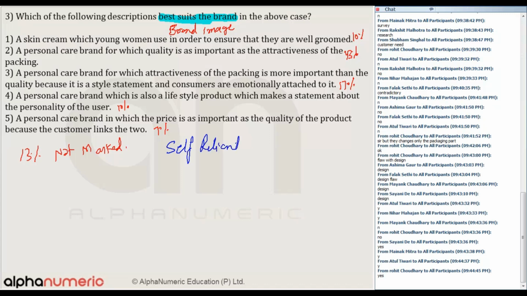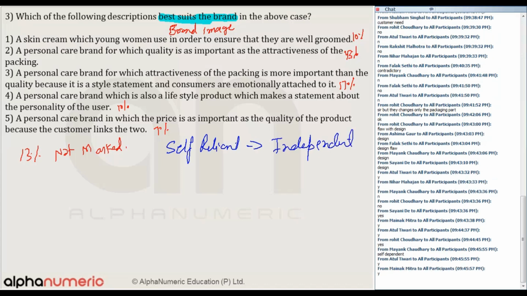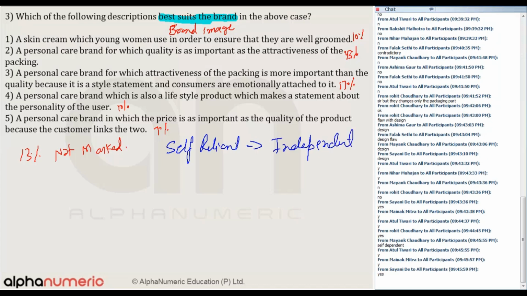Can we say independent women? Yes or no? Okay, it is talking about the self-reliant, someone who relies on their own power and resources rather than on others. So it is basically talking about independent women nowadays. So which of the following descriptions best suits the brand in the above case?